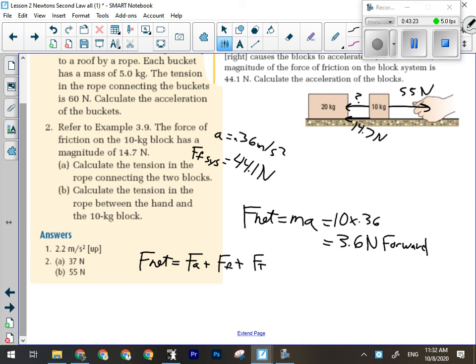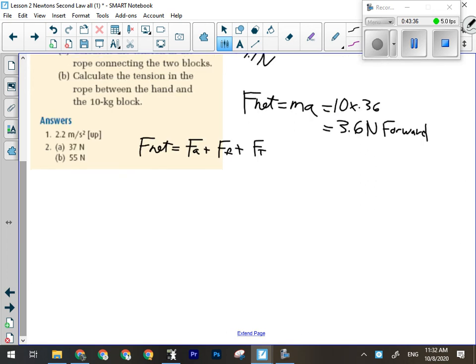So I only have this one to find because I know the force of friction, I know the applied force, and I know the net force. So I'm going to manipulate so that I've got the tensional force by itself. In other words, I'm going to subtract these two forces over. So F net minus the applied force minus the force of friction will give me the tension in the rope connecting the boxes. Everybody follow my logic there?